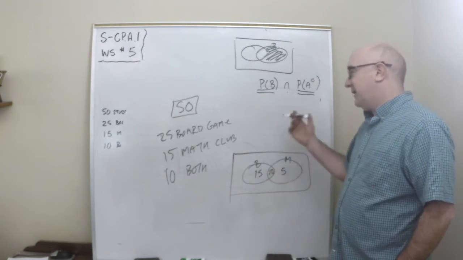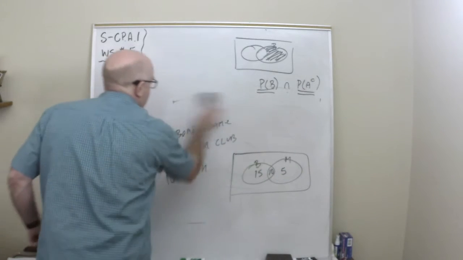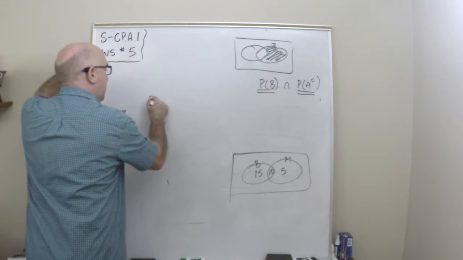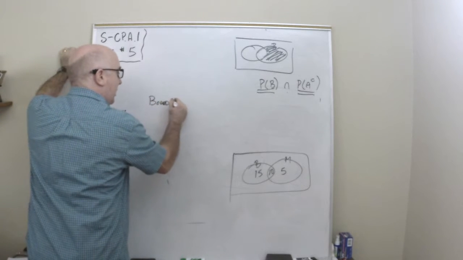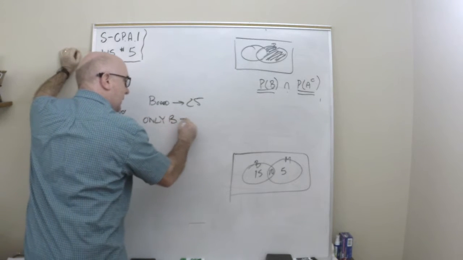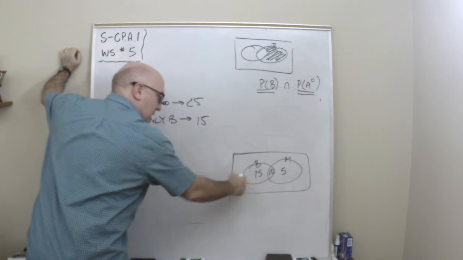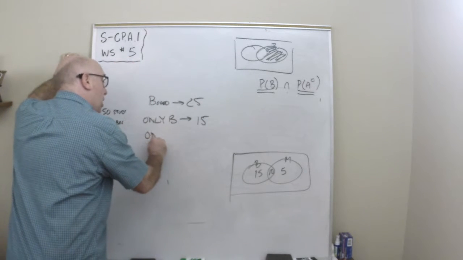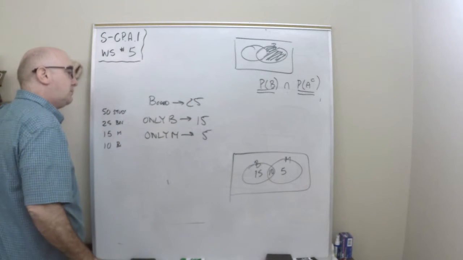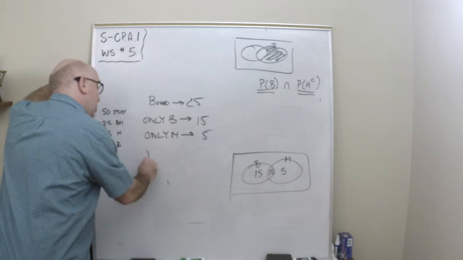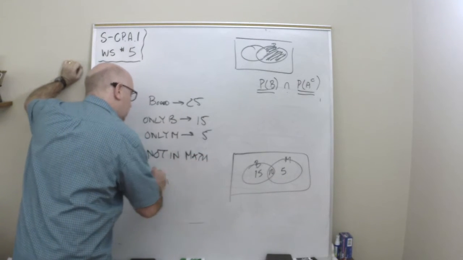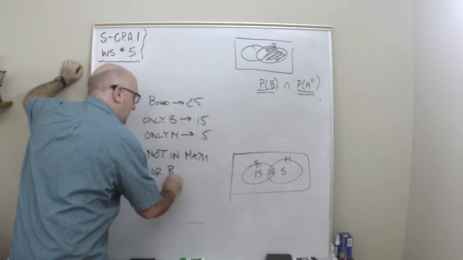Now, let's run through some quick questions about this. How many are in the board game club? The board game club, well, there are 25 of them. How many are only in the board game club? There's 15. They're only in that club. How many are only in the math club? There are 5 of those. And how many are not in the math club or in the board game club?